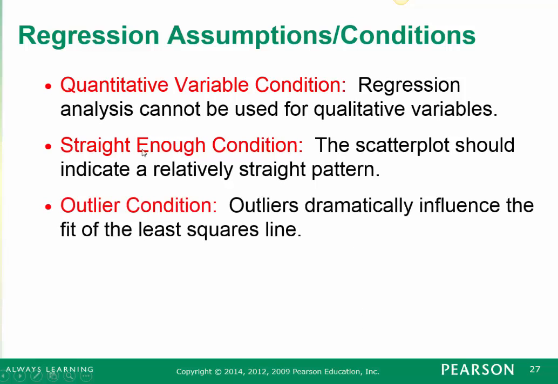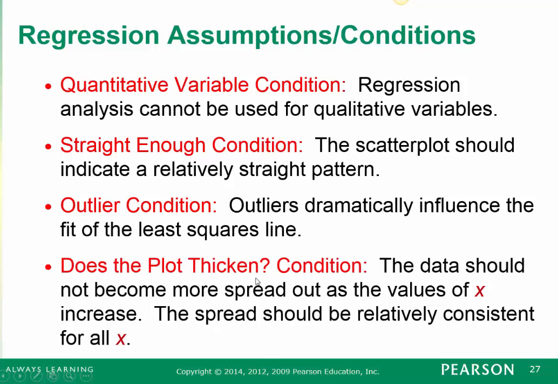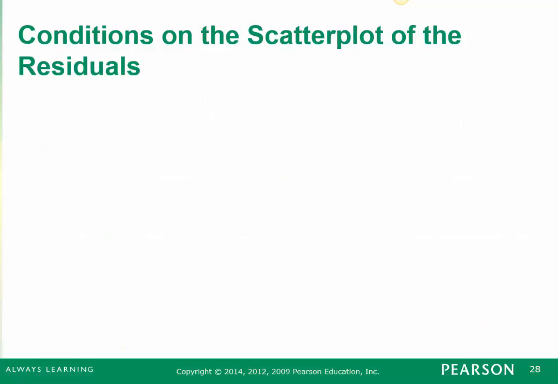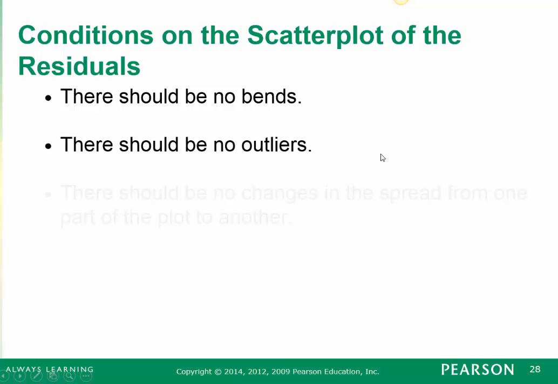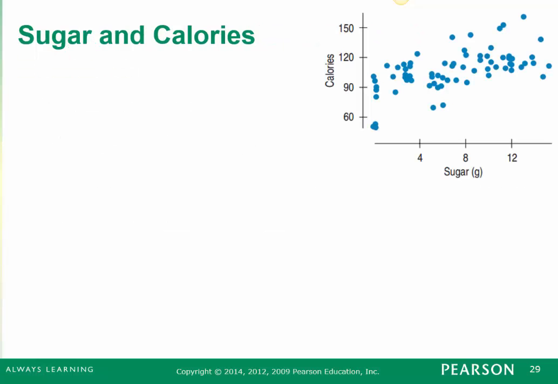Now remember the assumptions and conditions we talked about before. Quantitative variables, straight enough condition, no outliers. The other thing that we also look at is that the spread of the residuals or the data should not change as the x values change. It should be constant. And so if you take a look at a plot like this right here, there should be no bends, there should be no outliers, there should be no changes in the spread from one part of the plot to another.